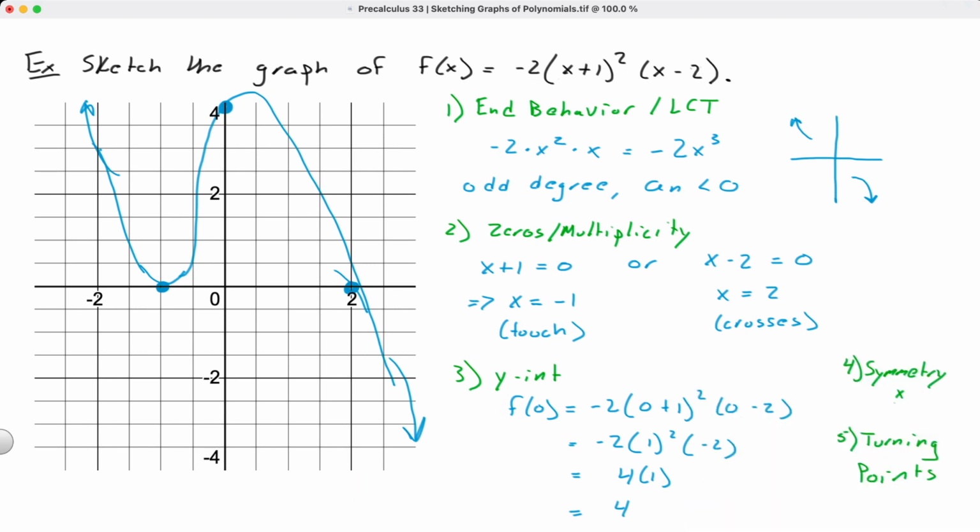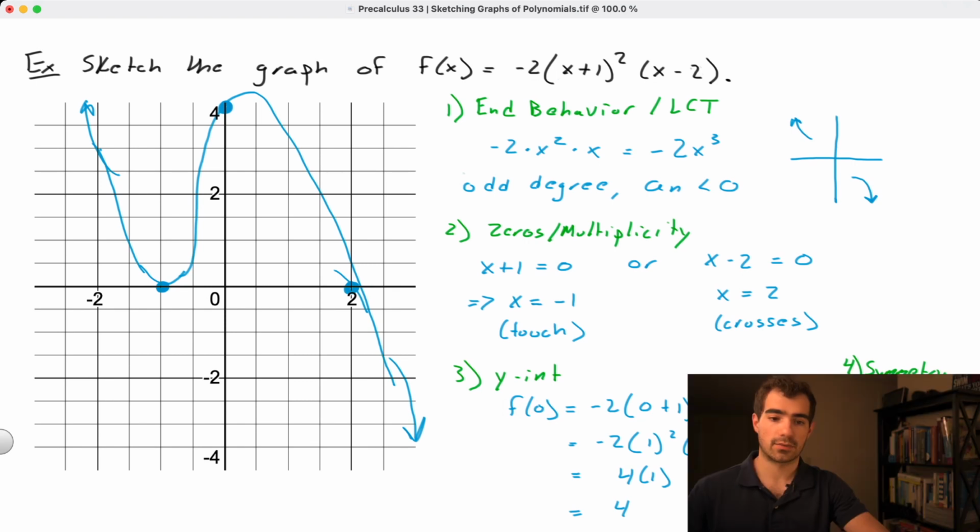And finally, as a check, we can consider the turning points. We know that for a degree n polynomial, we can have at most n minus 1 turning points. And so if we look here, we have a degree 3 polynomial, which means we can have at most 2 turning points, and we can check to make sure we don't exceed that by identifying our turning points here on our graph and seeing that we have only 2. So by putting together all of those pieces, we can then connect the dots to have a general sketch of a polynomial function.